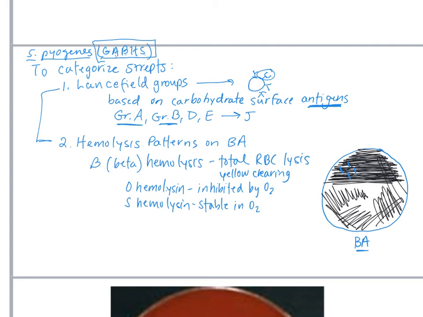The reason that we do that, and it's very important that you don't forget to do that, is that in the stabs, there's going to be less oxygen down in there. Okay, so we're not worried about the organism growing. Remember, the streps, most of them don't really care whether they have oxygen or not. So it's not to get enhanced growth, but we want to see enhanced beta hemolysis.